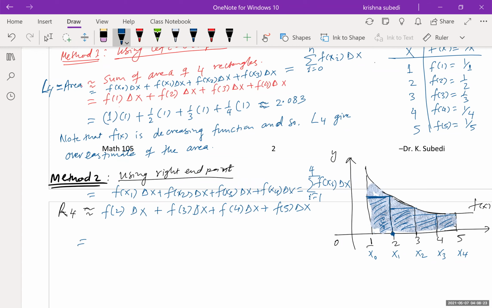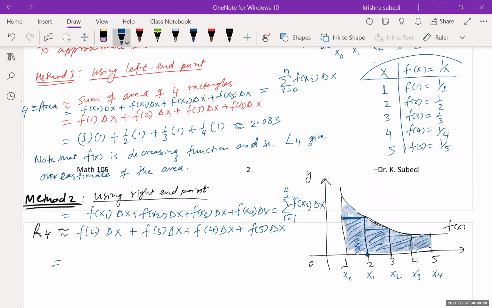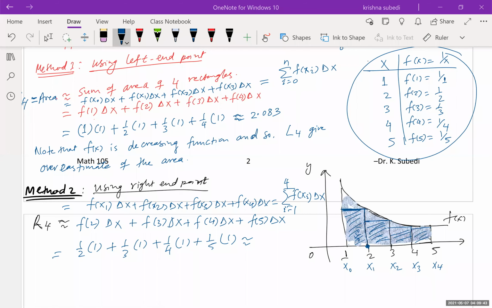Now let us substitute the values. We already calculated f of 2 in the table. Look at this table here. So f of 2 is one half, delta x is 1, f of 3 is 1 over 3 times 1, 1 over 4 times 1, 1 over 5 times 1. So how much is that all together? Please calculate this. Adding all of these, we get 1.283.